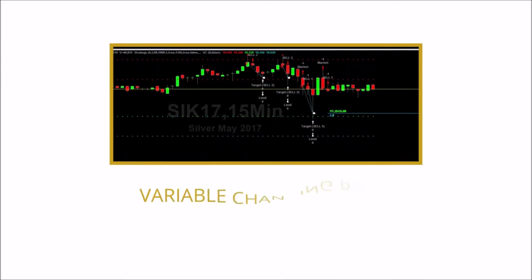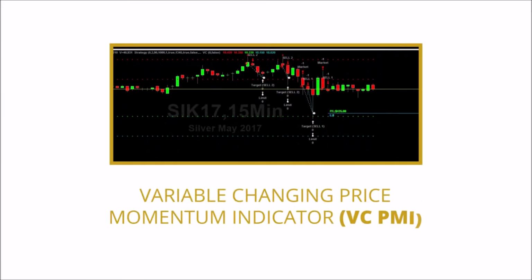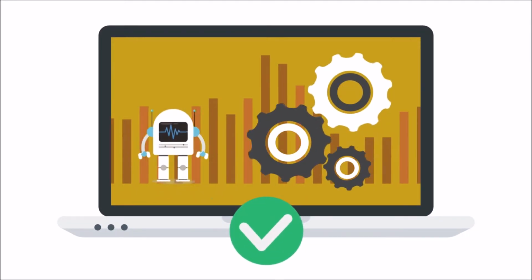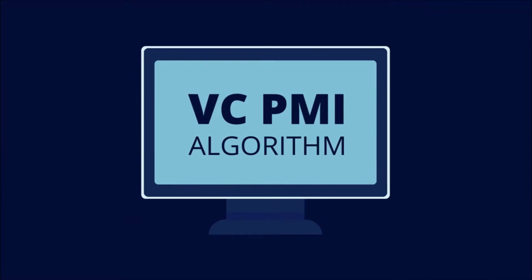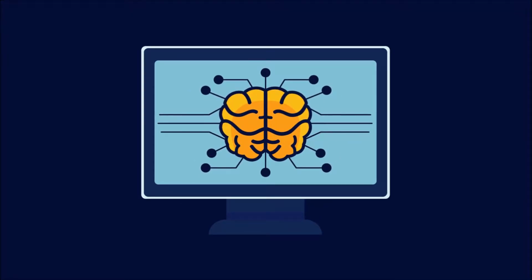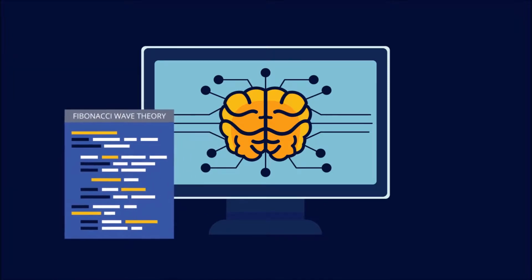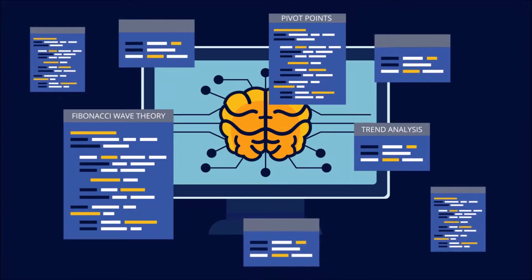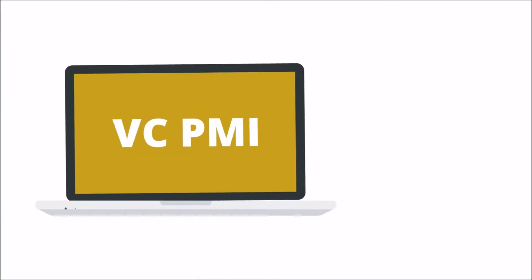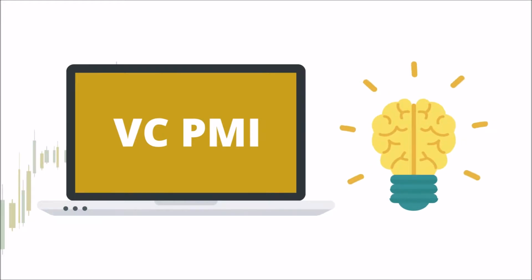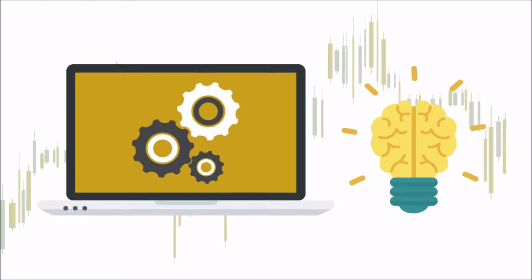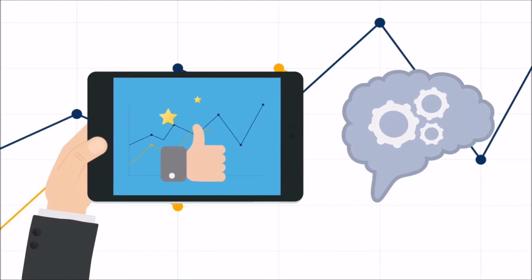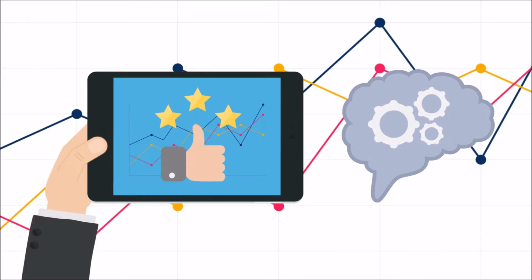Our Variable Changing Price Momentum Indicator, VCPMI, is an automated AI trading system developed and tested over a decade. The VCPMI algorithm is based on age-old vortex mathematics combined with Fibonacci wave theory, trend analysis, pivot points, and several other widely accepted financial analytical methods. The VCPMI can help you take emotions out of your trading and rely on simple mathematics to predict future trends in financial markets. This approach will make your trading more effective, consistent, and profitable.